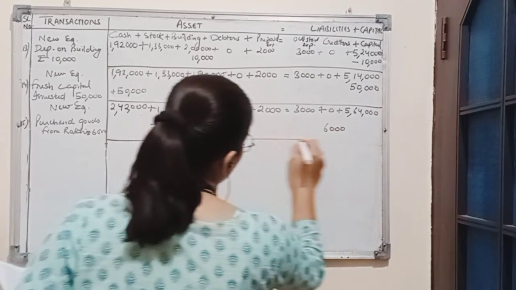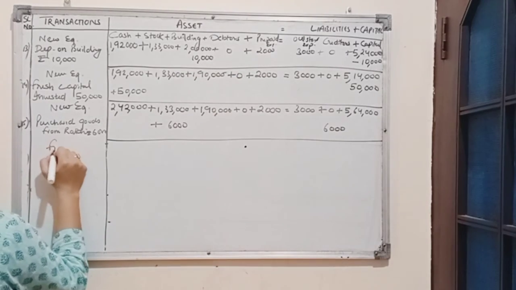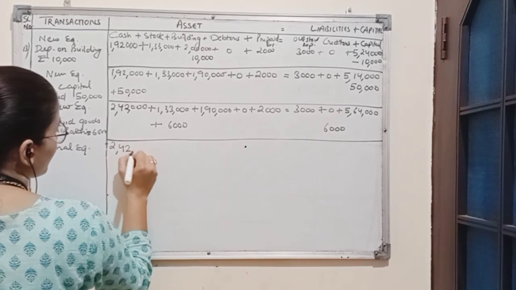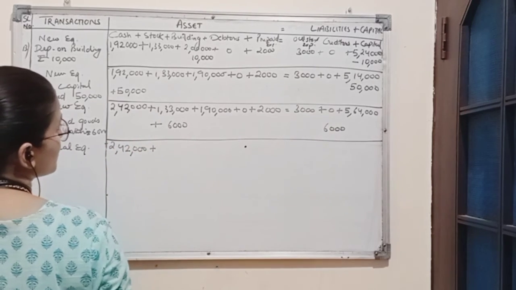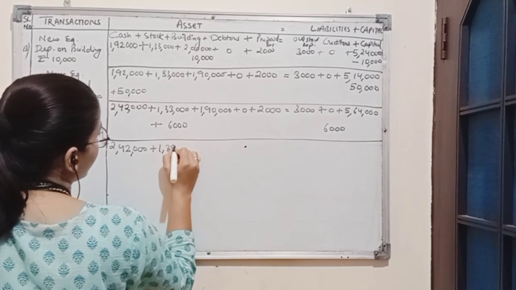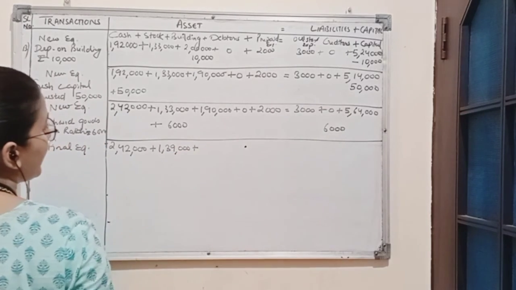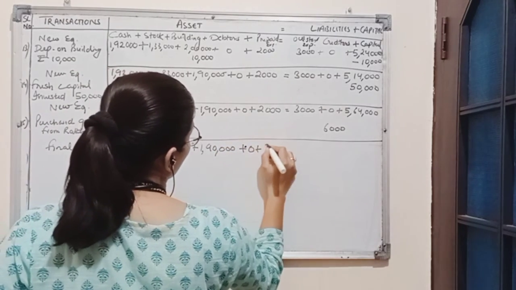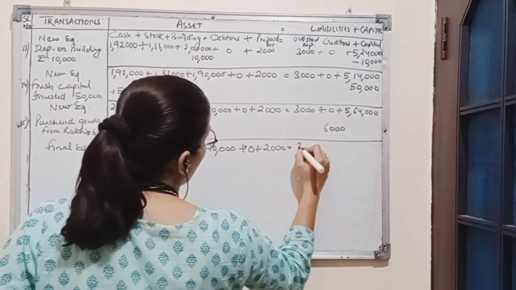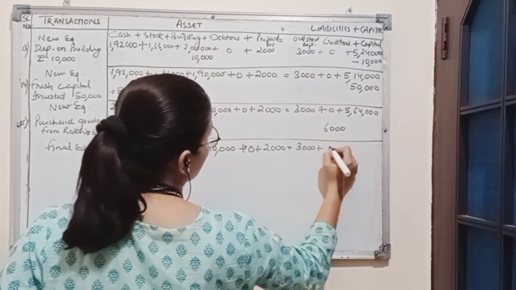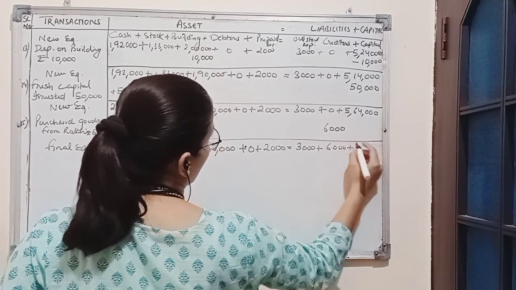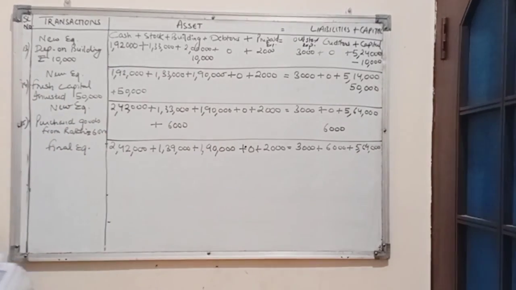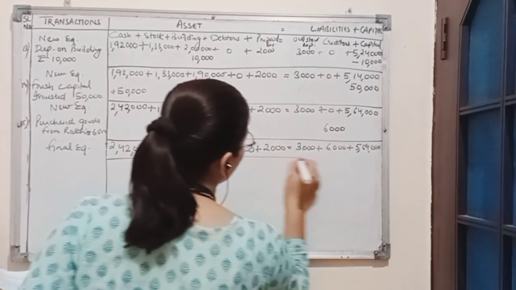So by solving this equation, we will now get a final equation here where cash is amounted to rupees 2,42,000, stock 1,39,000, building 1,90,000, debtors 0, prepaid expenses 2,000, outstanding expenses 3,000, creditors 6,000 and capital 5,64,000. So this is the final equation now.